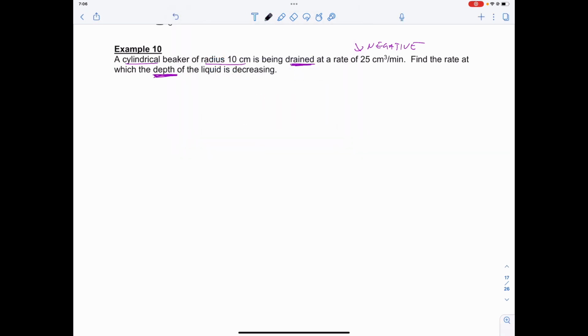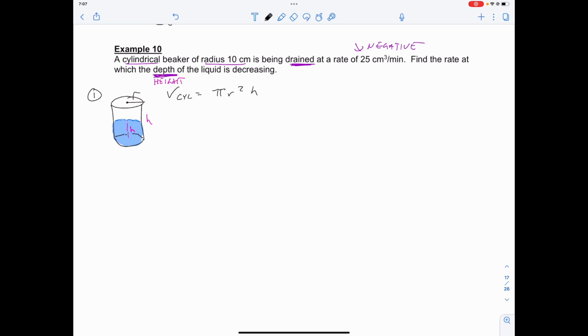Well, if I think of a cylinder, I have the water in here at whatever level it's at. Then based on the shape, we're going to have the radius. We're going to have the height, and in this case, the height will also be representative of the depth. And I know that the volume of a cylinder is pi r squared h.